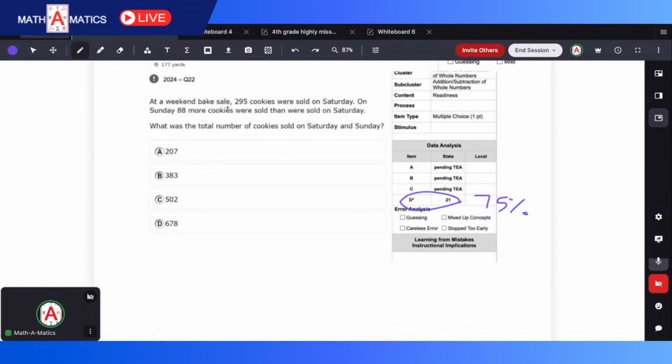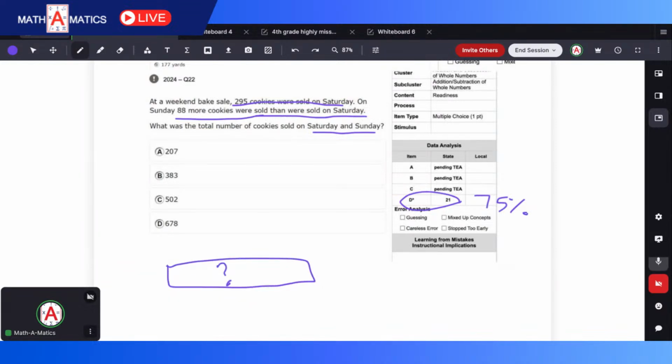A weekend bake sale, 295 cookies were sold on Saturday. On Sunday, 88 more cookies were sold than on Saturday. Right here, we just saw this same trickery, truth be told, in that strip diagram. And what did I say? This test has patterns. So we know what was the total number of cookies sold on Saturday and Sunday. So this time, instead of giving you a strip diagram, you got to do the same thing by yourself. So literally, we could set up a strip diagram here. We're looking for this total of both.